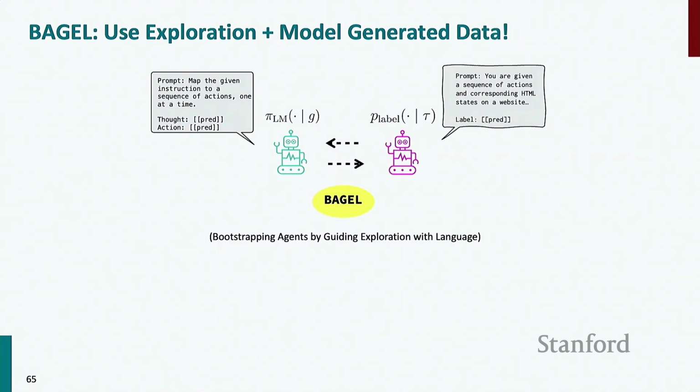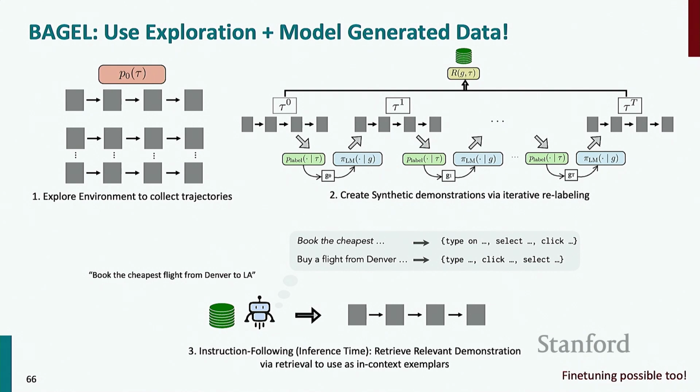So overall, the method looks something like this. You have some environment. We are going to use an unconditioned language model to just randomly explore the environment and generate a sequence of trajectories. And then we are going to convert these trajectories into synthetic training data by iteratively converting trajectories into natural language descriptions, and then taking natural language descriptions and converting them into even better trajectories, and so on.